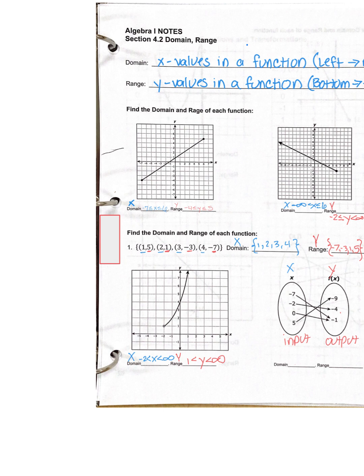Okay, but we need to find the domain and range. So remember, our domain are our x values, our range are our y values. So what is our domain? Well, it's going to be a set of numbers here. Our domain, we always start with the smallest number. So we have -7, -2, 0, 5. Let's go in and do our range. Will be a set of numbers here. Always start with the smallest number. So we have -9, -4, and -1.